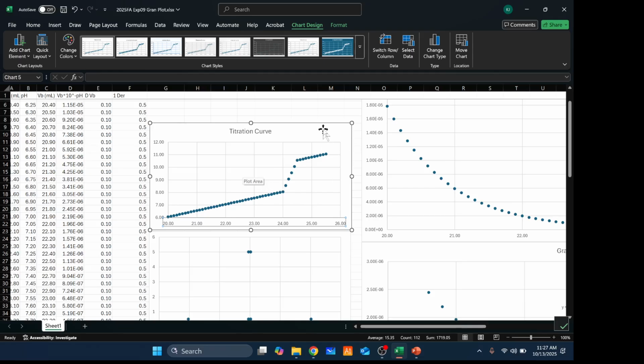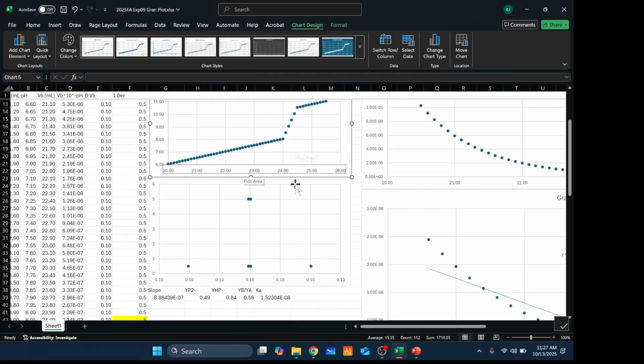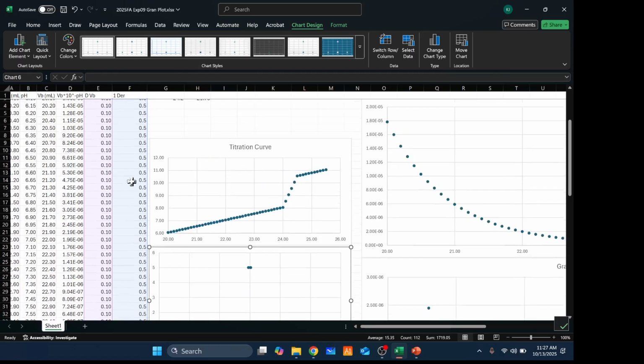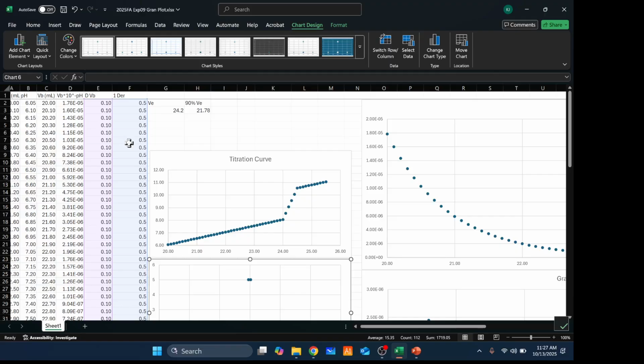Okay, that's your titration curve. That's the last point in the lab procedure, in case you're curious. The next thing you're going to do here, you don't need to do this one. This one's a graphical representation of a derivative chart. So literally what I've taken is the first derivative of those values.